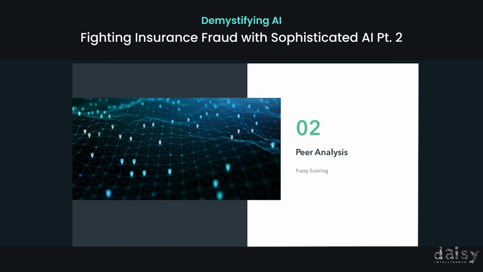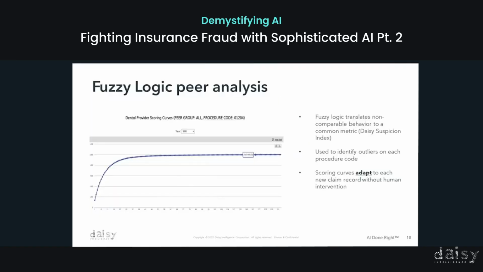So if we go into peer analysis, talk about fuzzy scoring. This is type 1 fuzzy logic, and I'll give you an example here. This would be one feature. This is an example of a dental procedure. So you go to the dentist, procedure code 01204. I believe that's just a basic visit to the dentist.